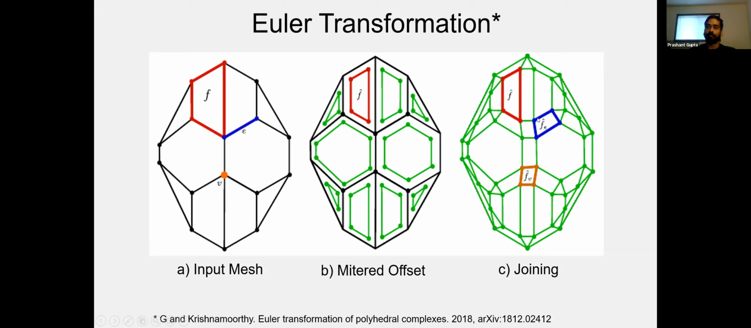Also, you can see that for each corresponding face in the input mesh, I will get a cell which is unique in the output mesh. Similarly, for each corresponding edge, in blue, in the input mesh, I will get a unique cell in the output mesh. And similarly for the vertex, which is shown in orange.